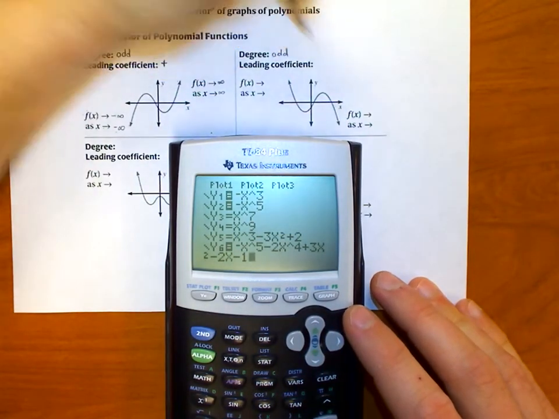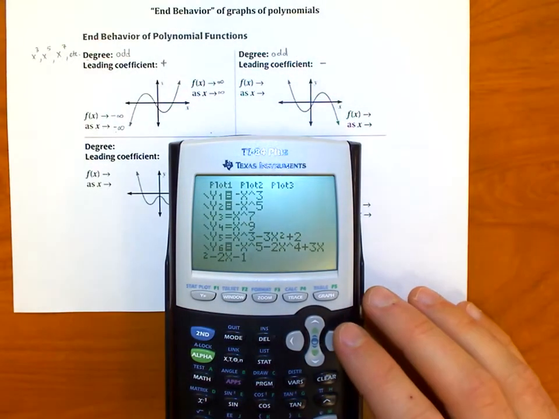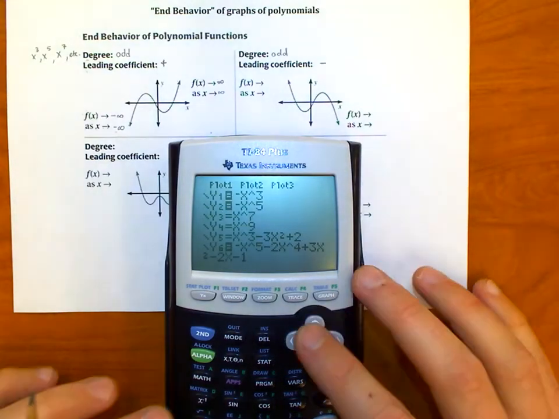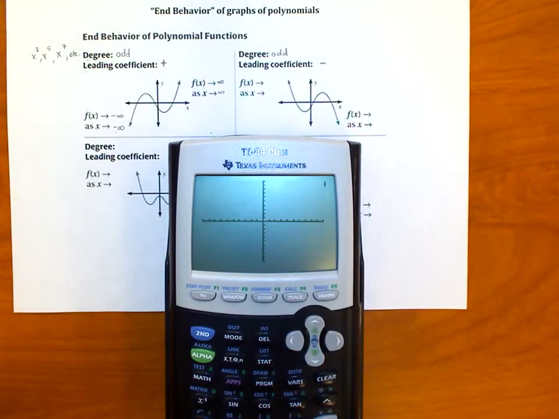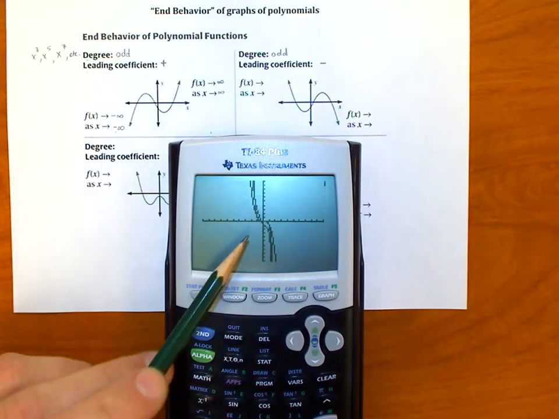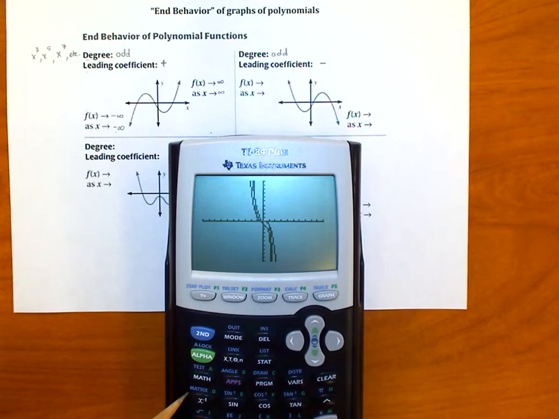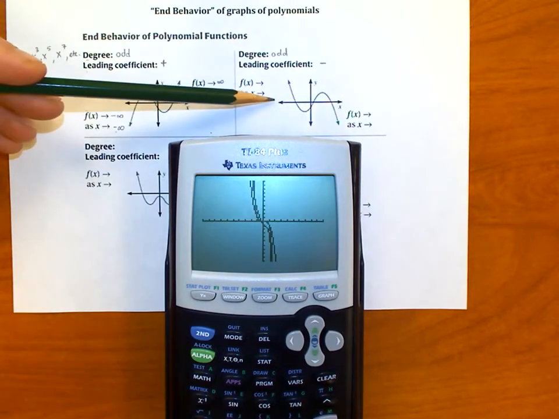So I have an odd degree, and this time I have a negative leading coefficient. And you'll notice all that happens here is everything gets flipped upside down. There's negative x cubed, negative x to the fifth, and here comes that S curve with a little more stuff going on in the middle. That was that last one, okay? Hard to see, but notice they're all the same, and they all look like this.